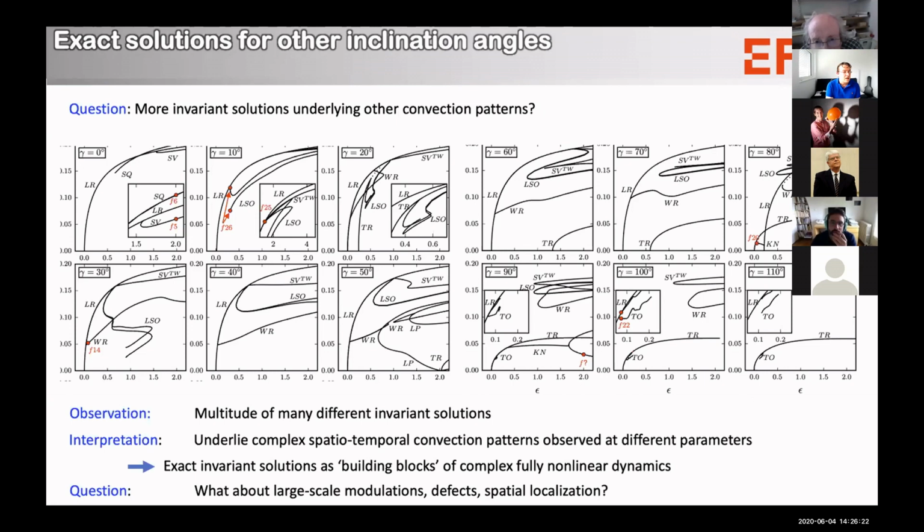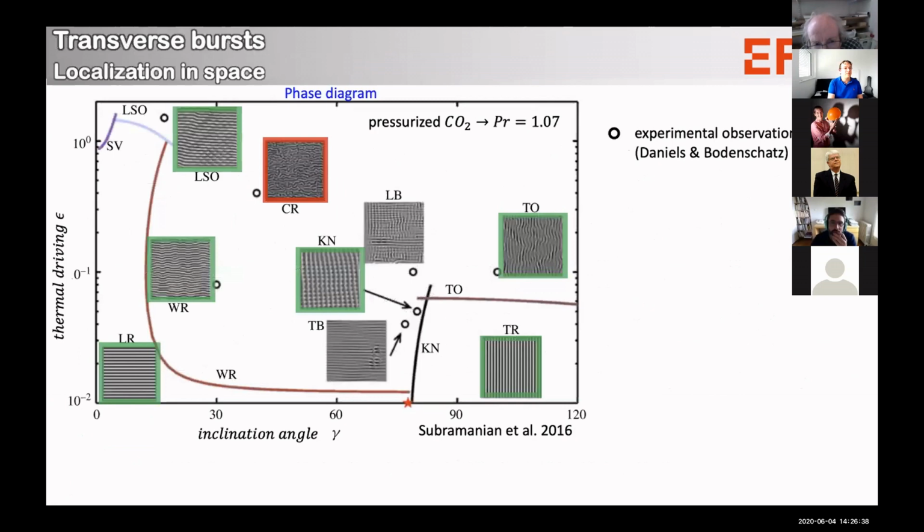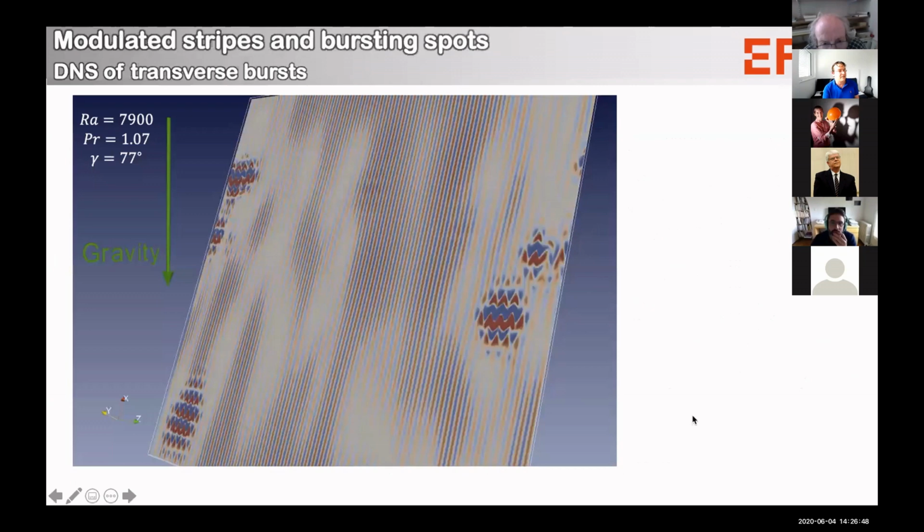So one question is now, you might say, oh yeah, that's very nice, but are you not overselling this completely? Because I mean, you started showing us localized spots, and then you're talking about solutions in a small periodic domain. Well, that's a valid question. So let me give you very briefly, in the interest of time, a little bit of an idea for another pattern. These are the so-called transverse bursts. And the transverse bursts are emerging close to this co-dimension 2 point. And here's a simulation. So what do you see?